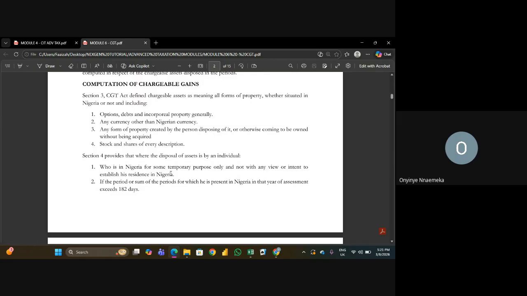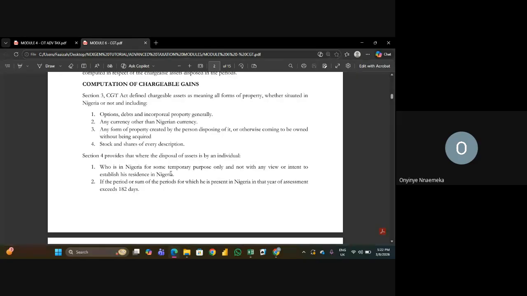Section 3 of the CGT Act defines chargeable assets, sorry, chargeable assets, not chargeable gain, as all forms of property, whether situated in Nigeria or not, and it includes options, debt, and incorporeal property, any currency other than Nigerian currency, any form of property created by the person disposing it, or otherwise coming to be owned without being acquired. Stocks and shares of every description. All of these form chargeable assets, which means that if you sell any of these things, you're going to be charged CGT.